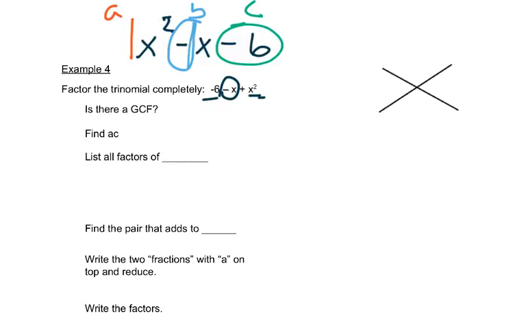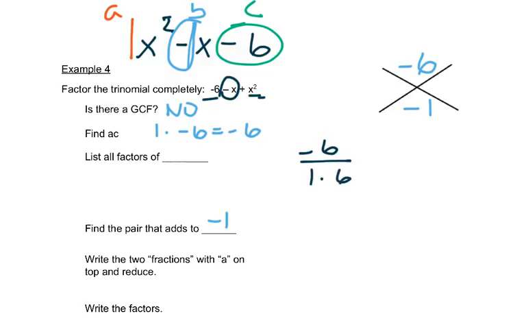So is there a greatest common factor between 1, negative 1, and negative 6? No. So we'll take 1 times negative 6, and we get negative 6. So that's what we're multiplying to get, and we're adding to get a negative 1. So we look at our negative 6. That could be 1 times 6, or 2 times 3.